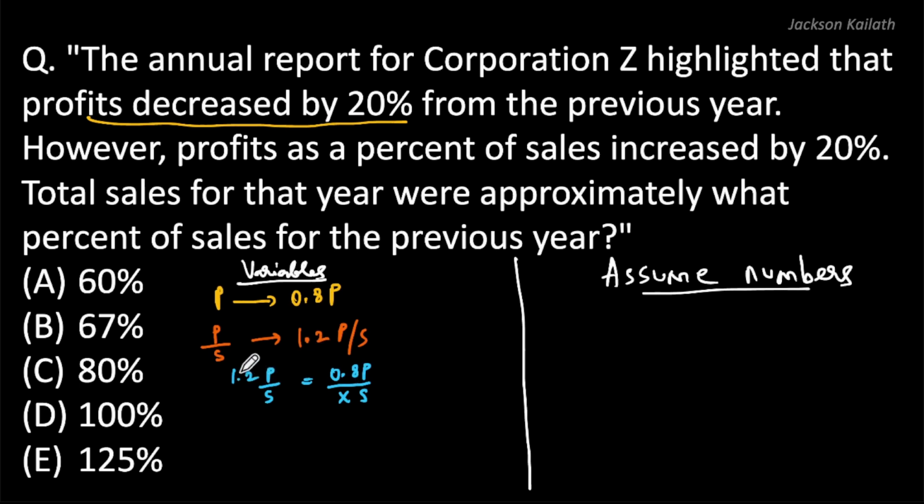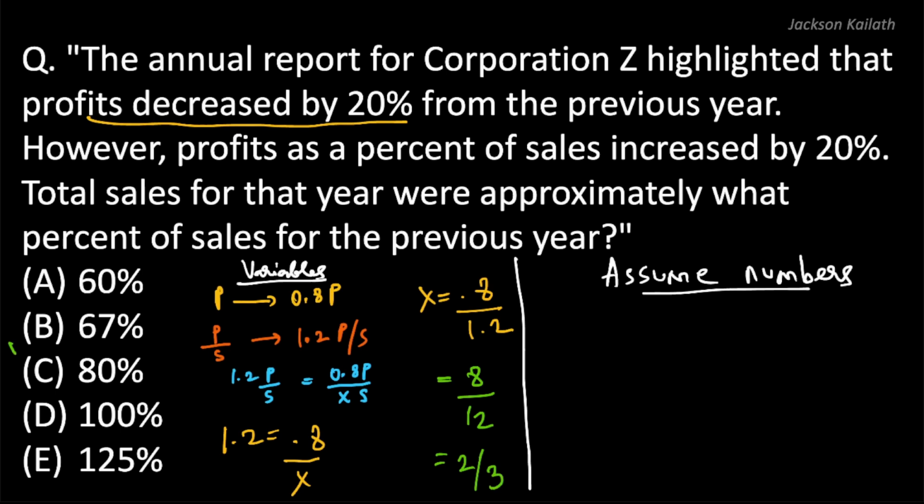Now I know that 1.2 times P by S is equal to 0.8 P divided by X into S. So we have already discussed this. Now I have P by S on the left hand side as well as on the right hand side. So this simplifies to 1.2 is equal to 0.8 divided by X, or I can say that X is equal to 0.8 divided by 1.2, and you can simplify this as 8 by 12, which is equal to 2 by 3, right? So 2 by 3 is the answer.